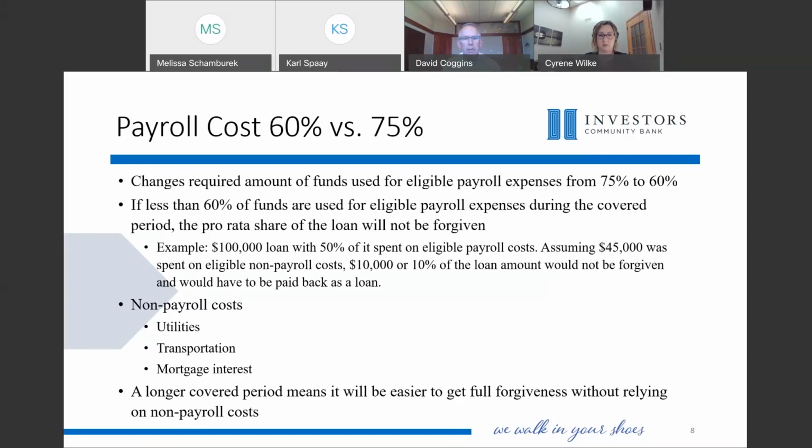A longer covered period means it's going to be easier to get full forgiveness without relying on non-payroll costs. So that's important to note, that we think you have a better chance of being able to get full forgiveness. Next slide, please.